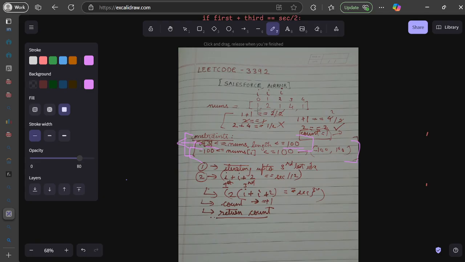So we would just brute force it, check the I value, I plus 2 value, and their sum, 1 plus 1, which is not equal to 2 divided by 2. So we would do nothing.